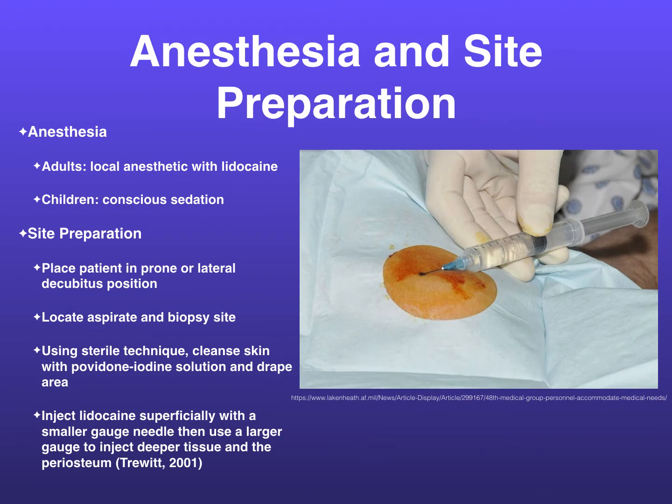The procedure is performed using local anesthetic for adults, and in children, conscious sedation can be used. The patient should be positioned in lateral decubitus or prone position, with the biopsy site cleansed and draped using sterile technique. When injecting the lidocaine, start superficially with a smaller gauge needle and then move to a larger gauge when anesthetizing deeper tissues. It's also important to talk to the patient and explain the process as you go. This helps keep their anxiety down and they know what to expect.